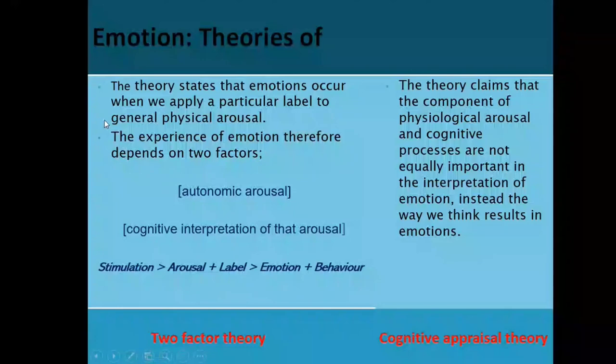Again, let's use an example of the snake. I normally use an example of the snake because I think it's the most practical one. Any carnivore like a lion. They say the experience of emotion therefore depends on two factors. Factor number one, cognitive appraisal. But we try to link the two in order to make sense of them. We try by all means to link the two.